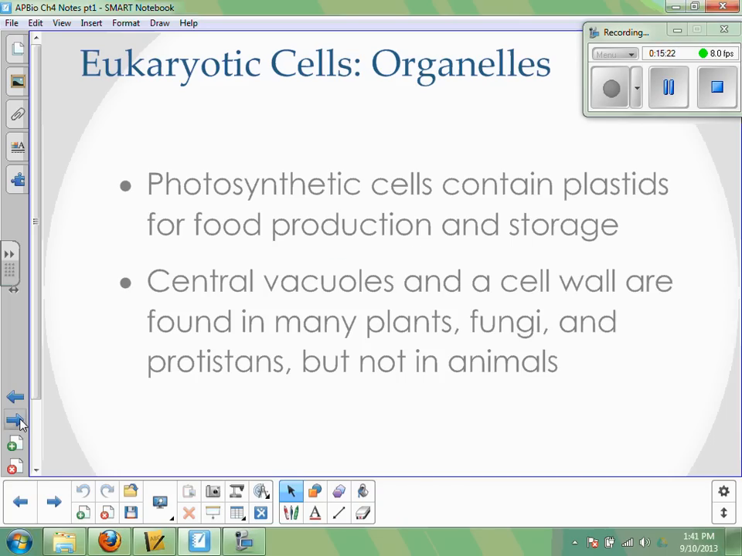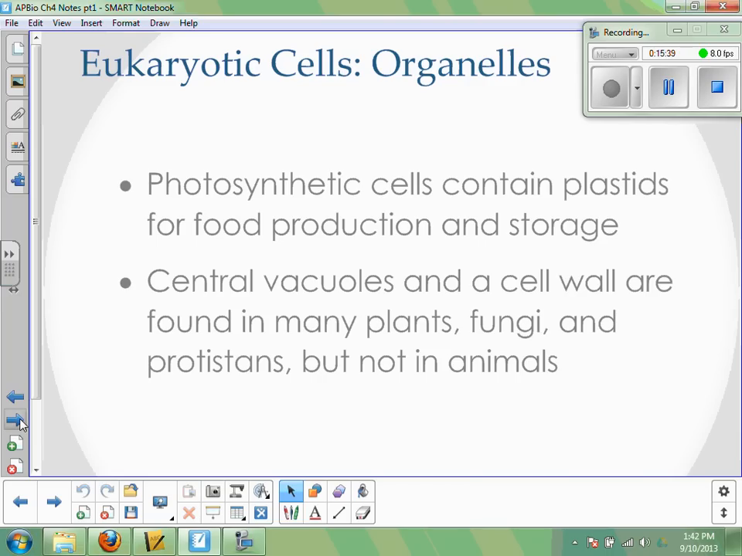And also, inside plant cells, we find a central vacuole, which is a very large storage structure that usually has water and some dissolved ions inside it. And that's going to be important for giving the plant itself some shape and support.